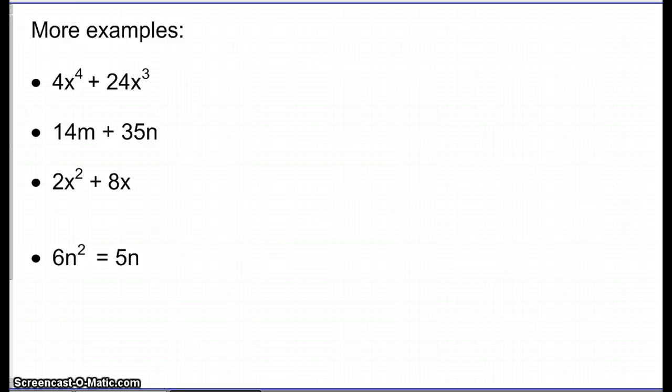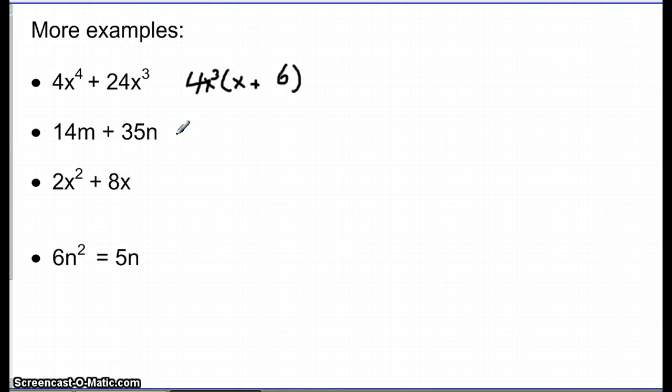In the first example, you can see that the common factors are both 4, because 4x to the 4th can be divided by 4, as can 24x to the 3rd, as well as x to the 3rd. So here we're going to take 4x to the 3rd and multiply it by x plus 6. To solve this, we would set each term equal to 0. So in this case, 4x cubed would be equal to 0. That means x is 0. And x plus 6 equal to 0, so x equals negative 6.